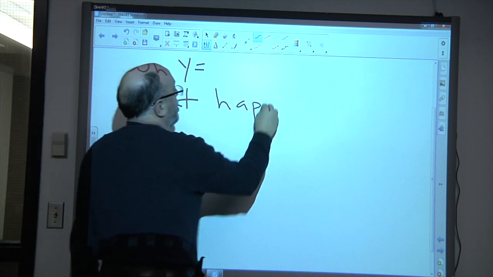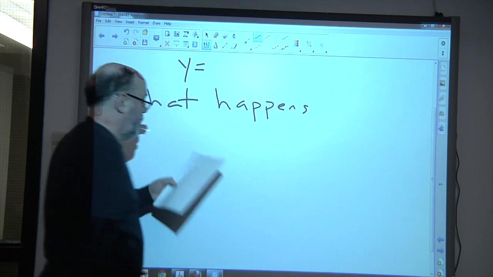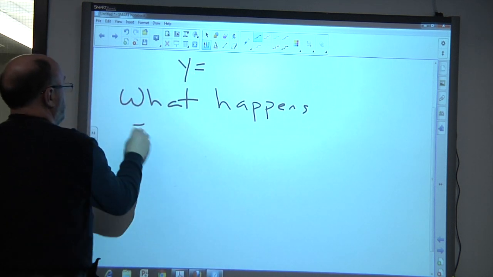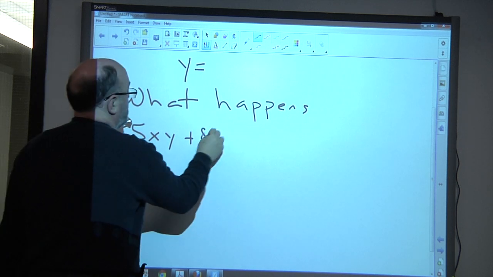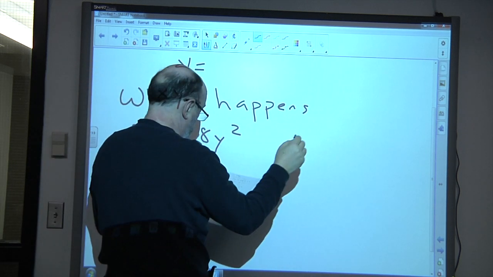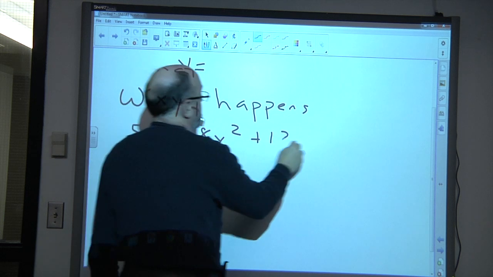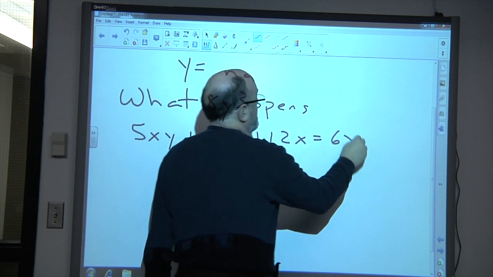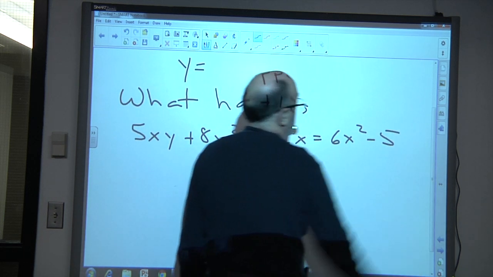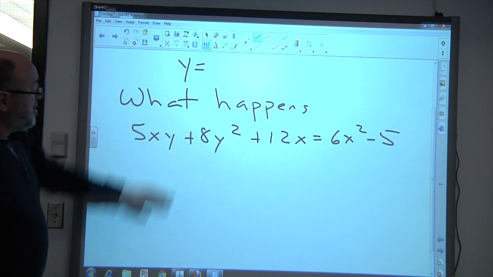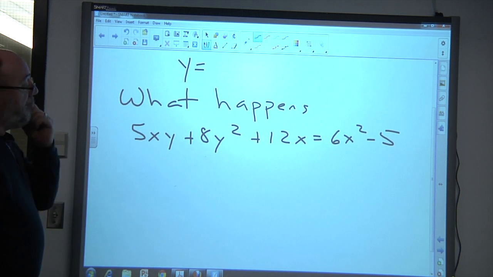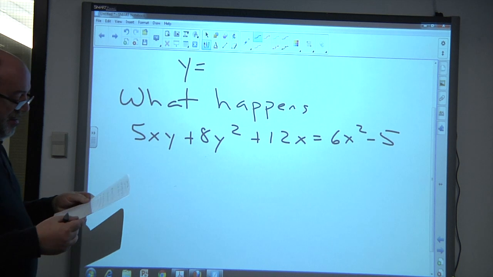So now we get this: 5xy plus 8y squared plus 12x equals 6x squared minus 5. And we want to find the derivative. Well, in terms of this one, we really can't take this and solve it for y. But we still want to find the derivative. Okay?